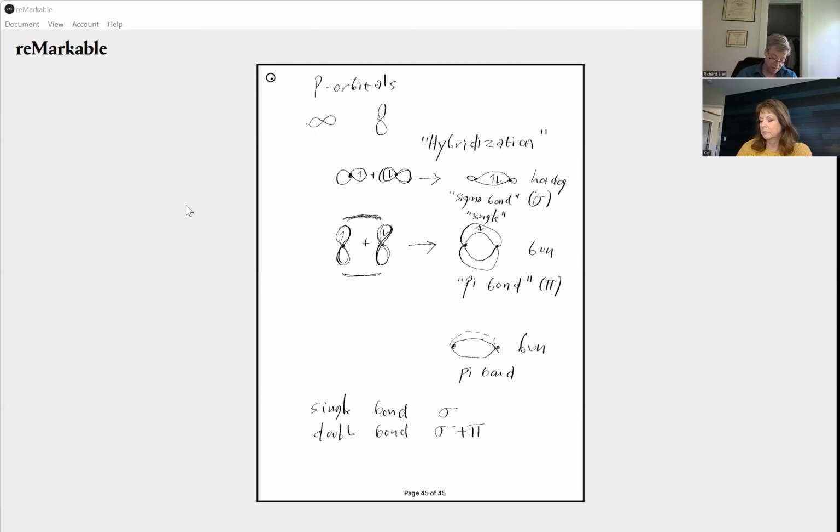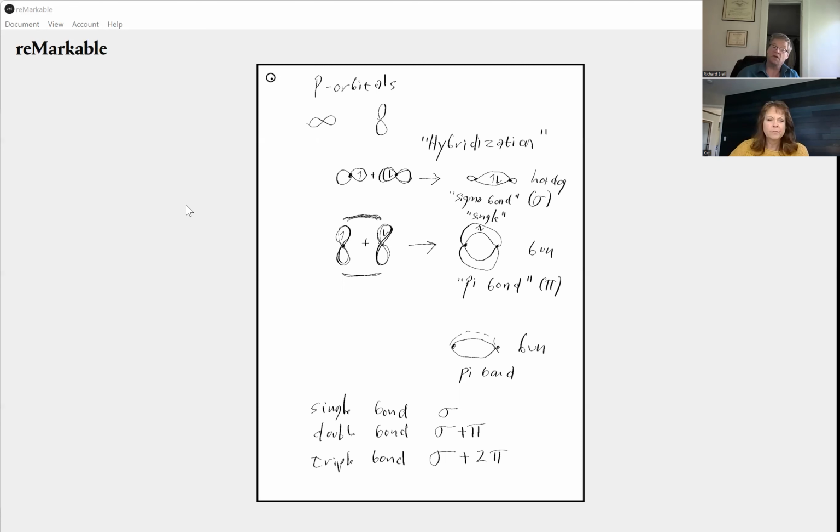So a triple bond is one sigma bond. It's always one sigma bond. But a triple bond has two pi bonds. One on top and bottom, the other front and back.